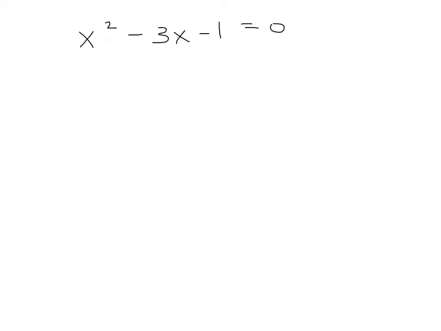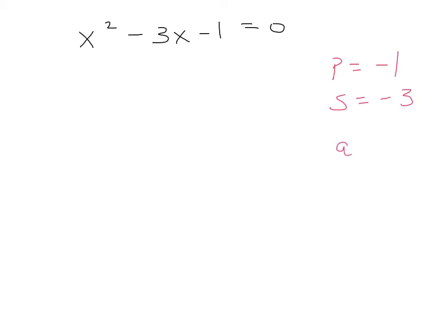Now, let's do 2. Question number 2 says x squared minus 3x minus 1. Again, I want to look for a product. My product here is negative 1. My sum here is negative 3. Will two numbers multiply to negative 1 but also add to negative 3? In this case, if you look at it, you can't do that, so factoring is not a possibility, so you're going to want to use the quadratic formula.